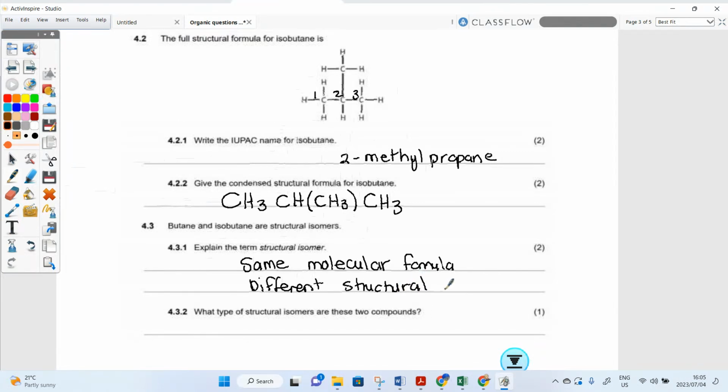Remember what I said when we did this in class? Whatever the name says is the thing that's different. So if it's a structural formula, they're going to have a different structure. If it's a positional isomer, then it's going to be a different position. Structure counts for everything. So positional isomers and chain isomers are all structural isomers. It's like saying students, boys, girls: structural isomers, positional isomers, chain isomers.